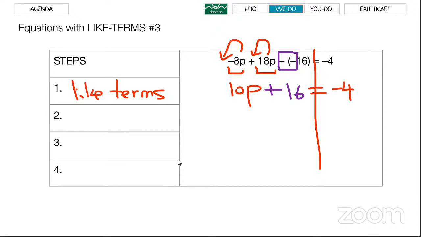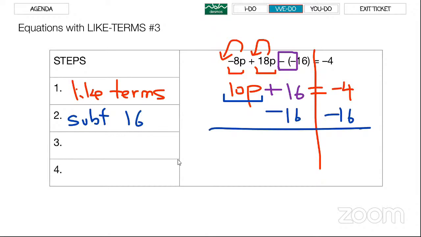Step number 2, we know the fact that because we're not touching the variable term, there is a 16 added. So that means you need to subtract 16 from both sides. Okay? So now let's simplify. 16s are cancelled out, bring down the variable term, it's a 10p, and that is equal to negative 4 minus 16. If you use your calculator again, that would become negative 20.